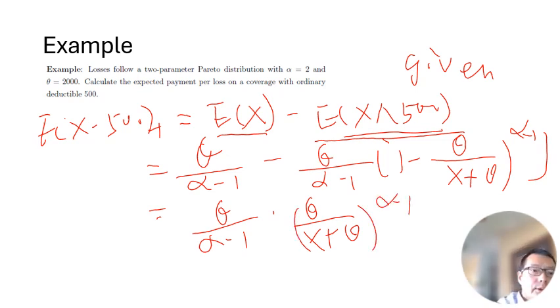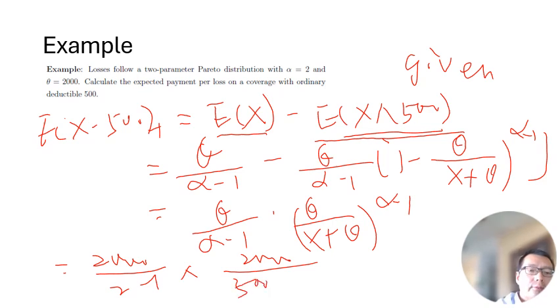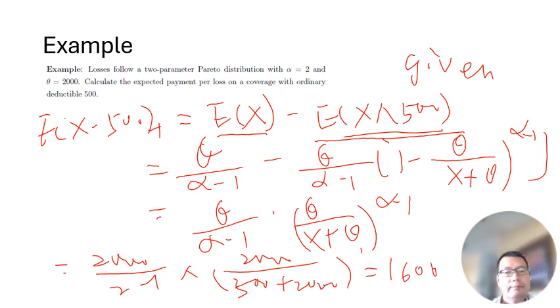You just need to put in the numbers now. 2000 over 2 minus 1, times 2000 over x, which is 500, plus theta 2000, to the power alpha minus 1, which is 1. So this will get to 1600. So in this problem, you could use your regular way to calculate expected value, but in order to use the formula from this sheet, you can do it this way.